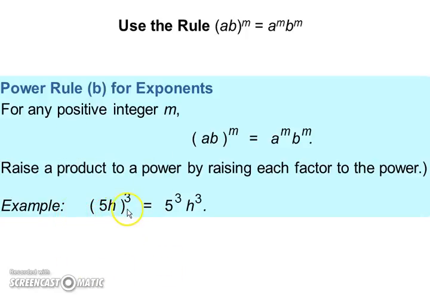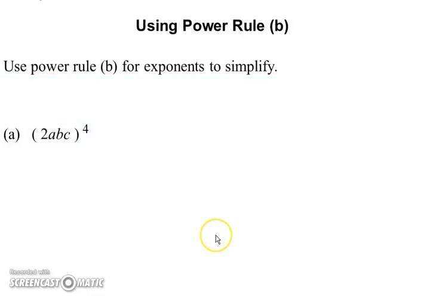We have a 5h in the parentheses. So we actually have two terms, a 5 and an h. So when we apply the power rule, we raise both terms to that power. So we have to raise the 5 to the third power and the variable h to the third power. So we end up with 5 to the third power, h to the third power. And we could simplify 5 to the third power and get 125. So our final answer would be 125 h to the third power.